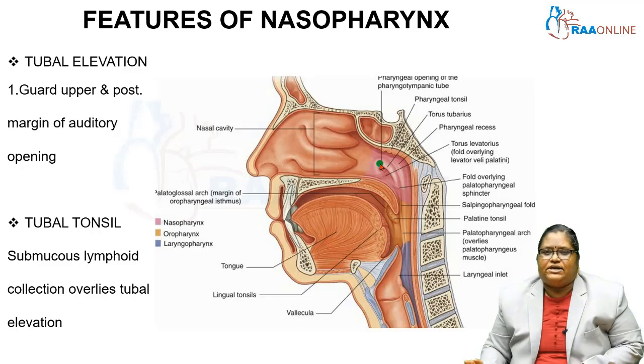And we can also see the tubal tonsil. The tubal tonsil is a submucous lymphoid collection which overlies the tubal elevation. So in the nasopharynx we have the pharyngeal tonsil and also the tubal tonsil.